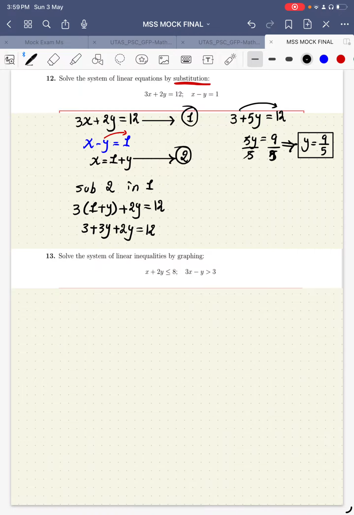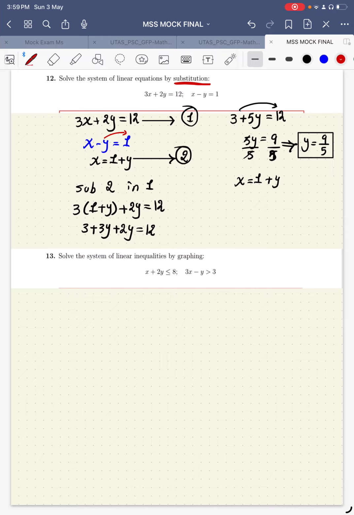Now what I need to find is also my x. Remember, some of you made that mistake. When solving a system of linear equations, you need to find the value of x, and you also need to find the value of y. So now we found the value of y. Let's go back to equation number 2, where x equals 1 plus y.